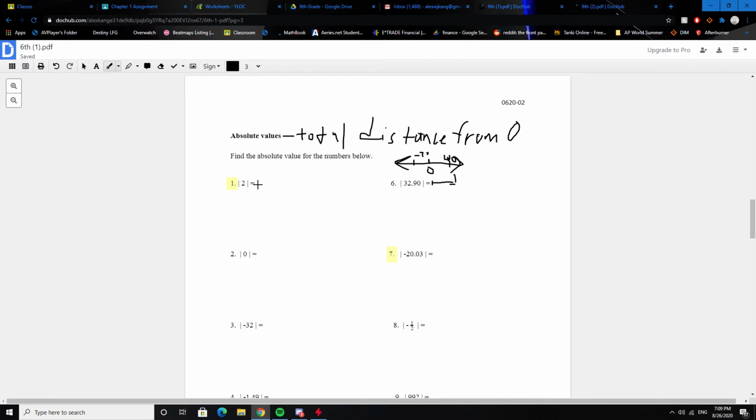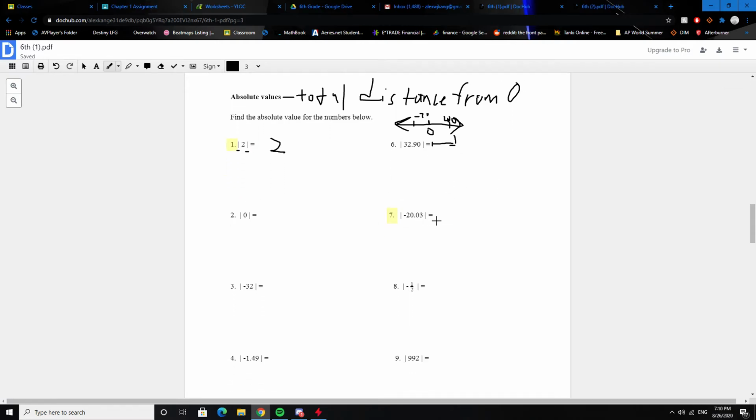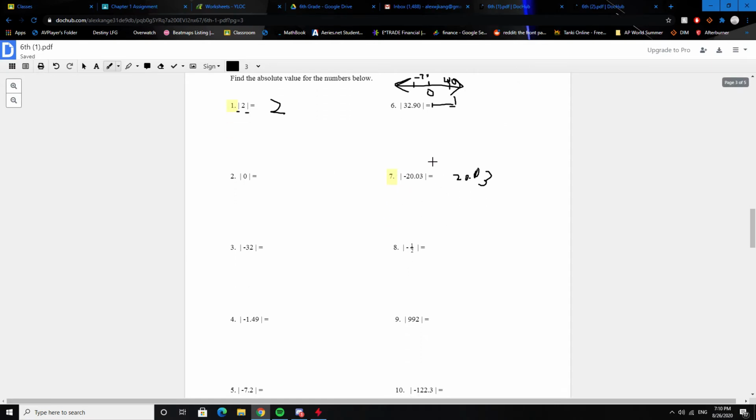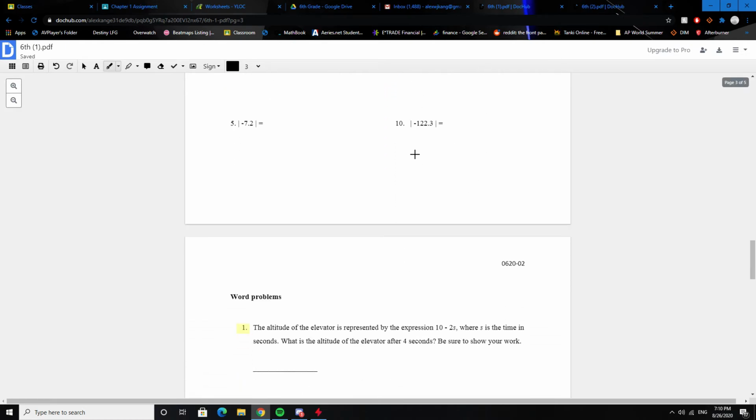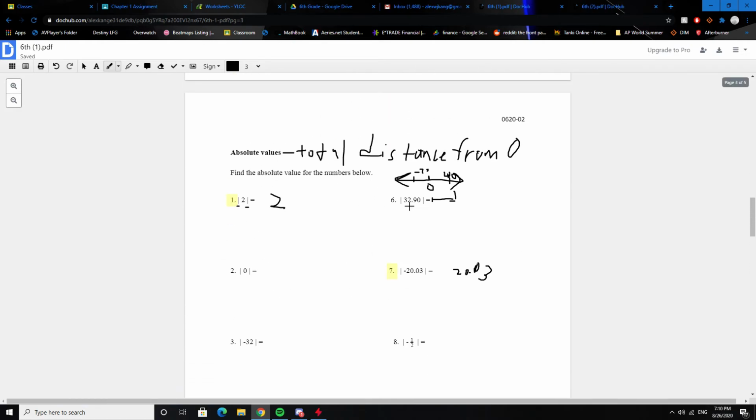Number 1 here has the absolute value sign, these two lines, which basically mean this is an absolute value question, and you're looking for the distance from 0. The distance from 0 for 2 is just 2. The distance from 0 for negative 20.03 is just 20.03. To put it simply, you ignore the negative signs, and they all turn positive. That's pretty much it for absolute values.